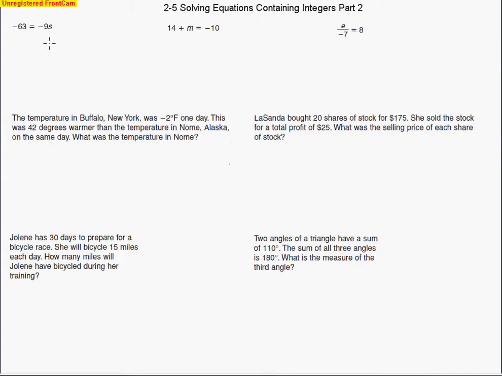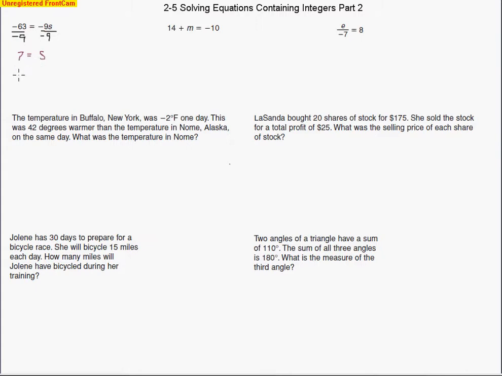It's negative 9 times s equals negative 63. So we're going to do an opposite operation by dividing by negative 9 on both sides. So once I've done that, I'm left here with a 7 because the negative signs will cancel. 63 divided by 9 does make 7, and that's what s is.